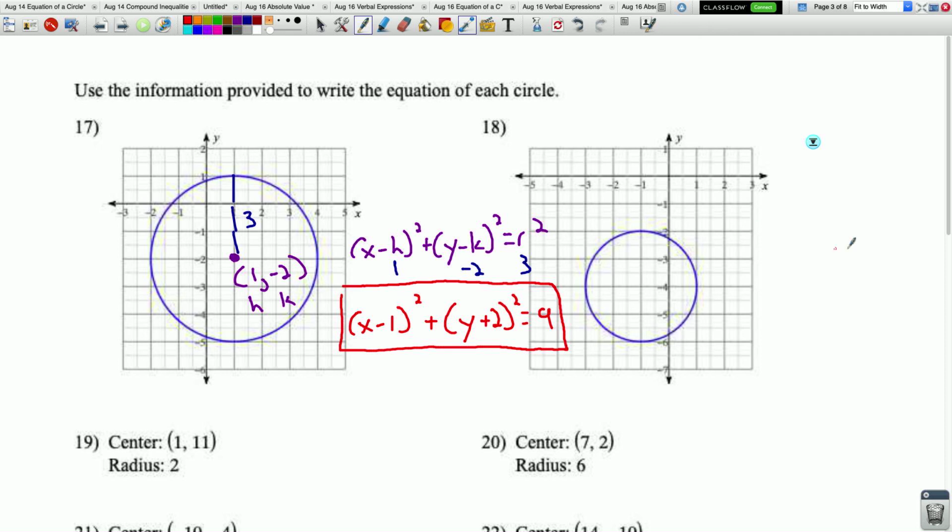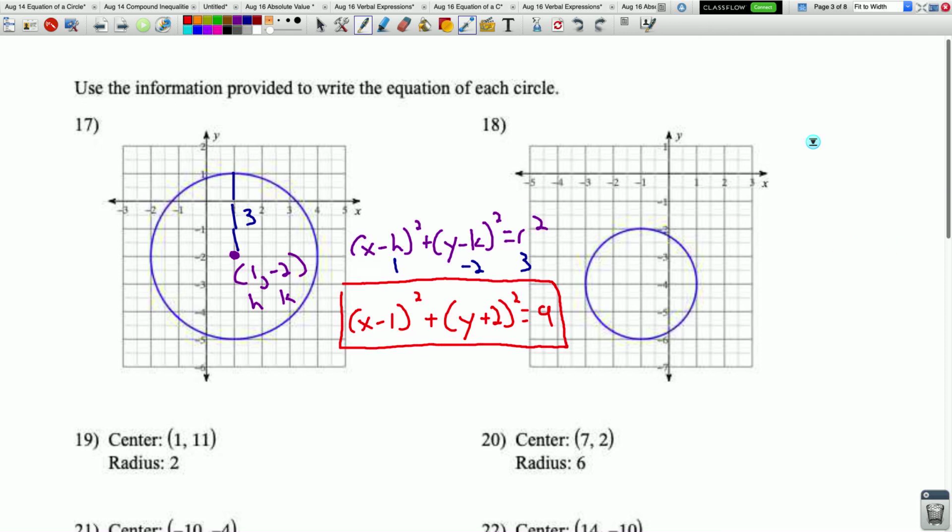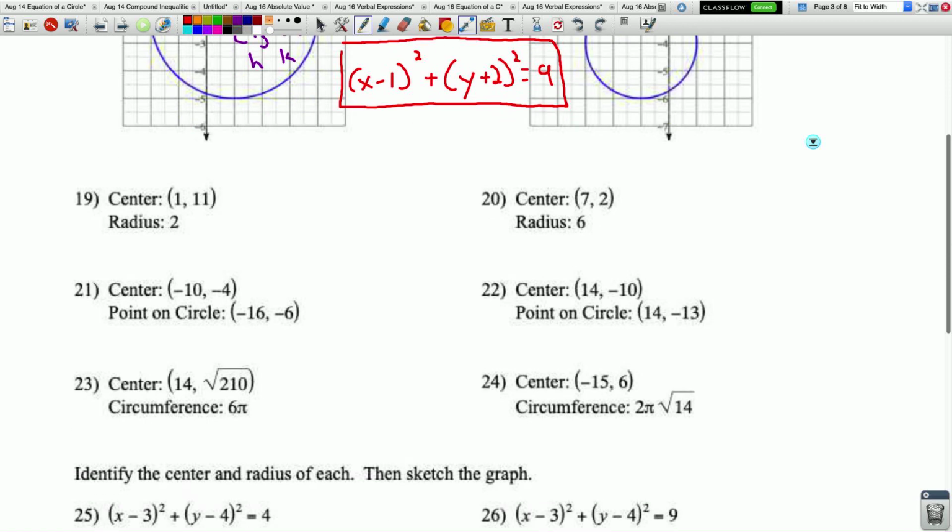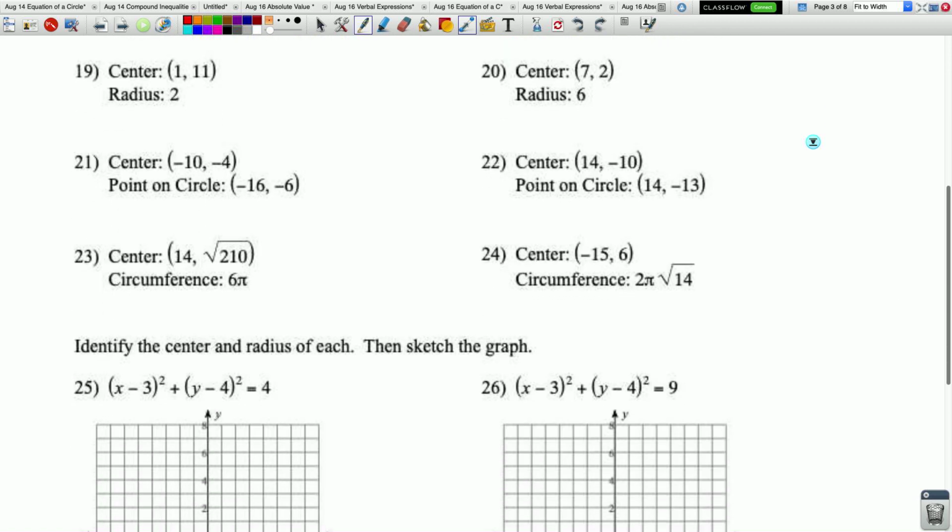That's the equation for number 17. You use a very similar technique on 19 and 20. Let's jump down to 21. So we have the center, so we have h and k. The only thing we're missing is the radius. To find the radius, we need to find the distance between the center and the point on the circle.